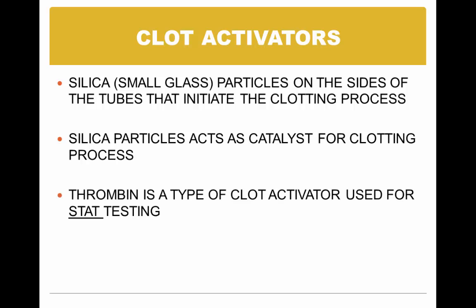Clot activators, you've got silica or small glass particles on the sides of the tube that initiate the clotting process. Silica particles act as the catalyst for clotting, and thrombin is a type of clot activator used for stat or immediate testing. Okay, thrombin chemically increases the speed of the clotting process.